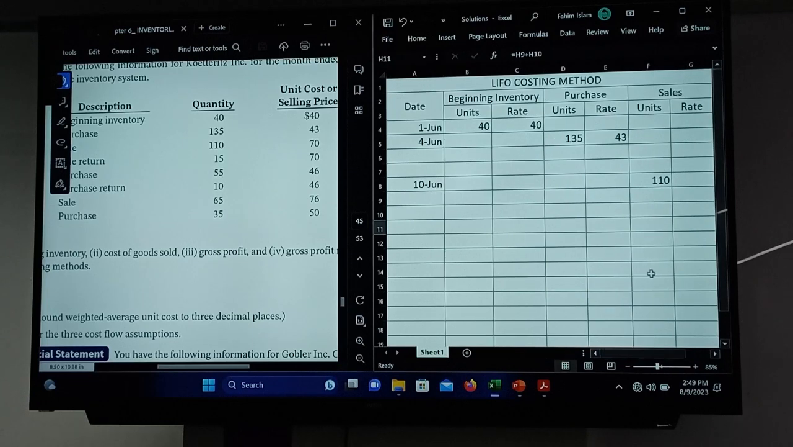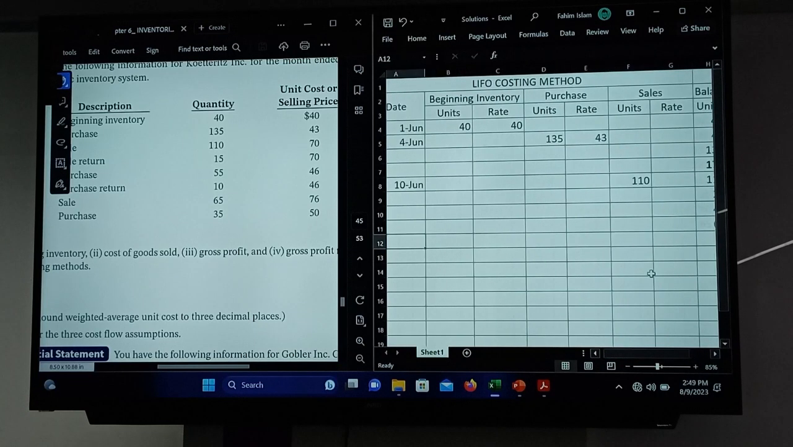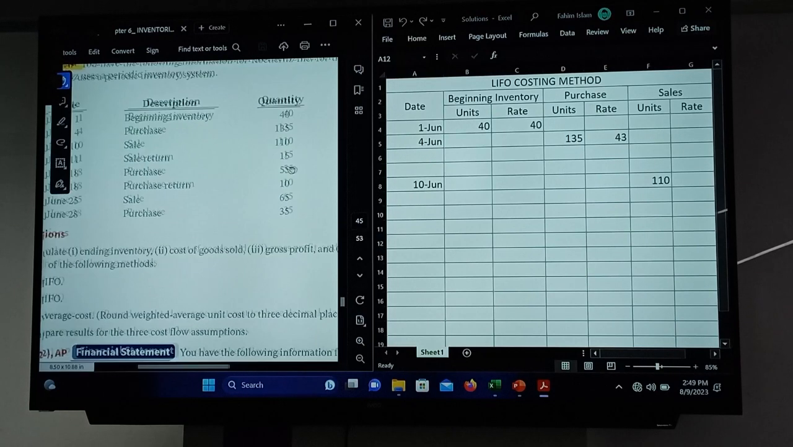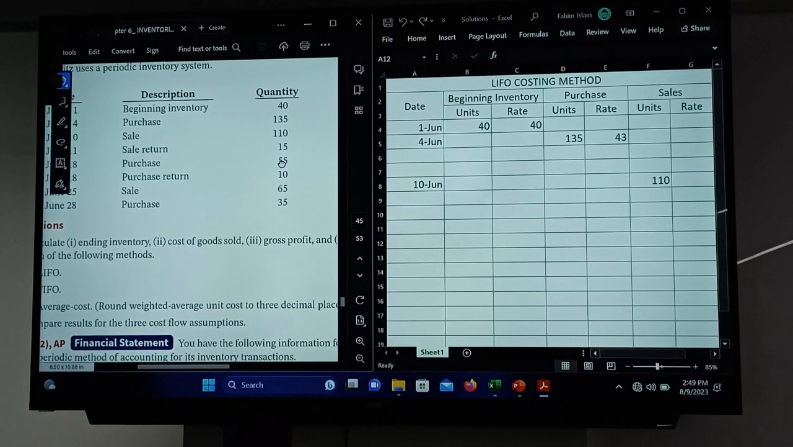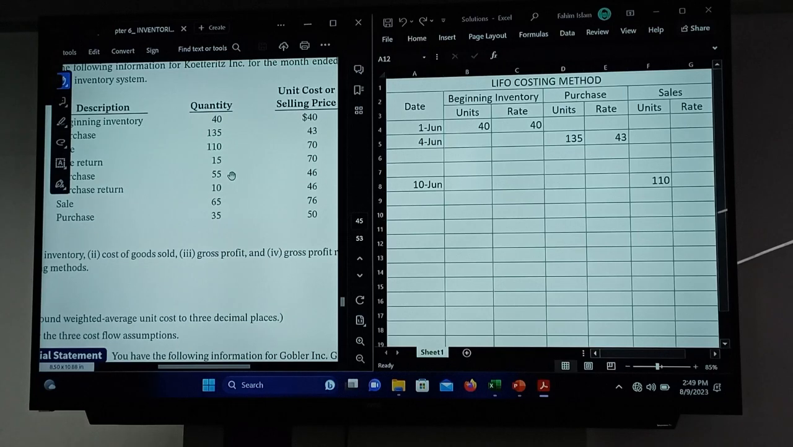And then we will input the July 11 sales return. What should we do now?